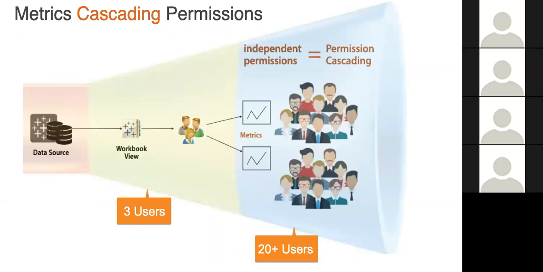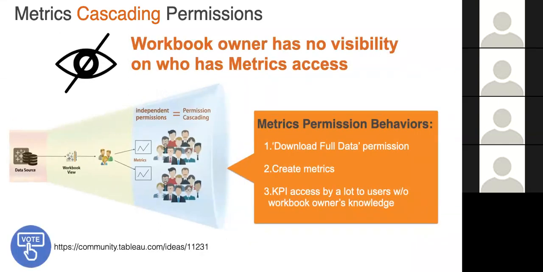Although your view is given to only 2 or 3 people, potentially the KPI out of the view can be given to 20 other users, 500, even 5,000 other users. That is a cascading feature of Tableau metrics. It's not only that. Actually, the worst part of this is that the workbook owner has no visibility on who has a metric permission. That is one thing I really need help from Tableau to fix. Normally, the workbook owner is the data steward. If a data steward has no visibility on who actually got my data, for me, that's wrong. I know that may not be wrong for some of you.